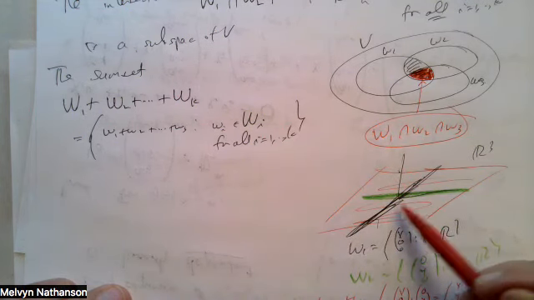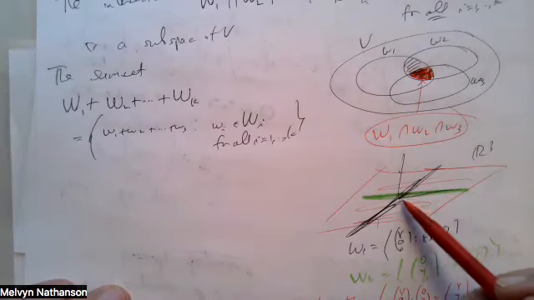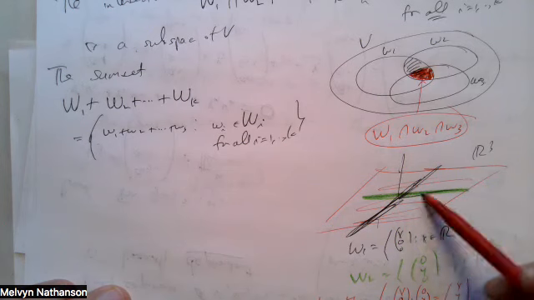So in R3, you have the x-axis in this example, that's W1. The y-axis is the subspace W2, and the sum set W1 plus W2 is the xy plane, all the vectors with z coordinate equal to 0. That's an example of a sum set. Right.